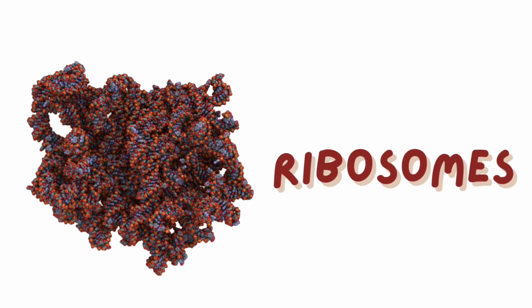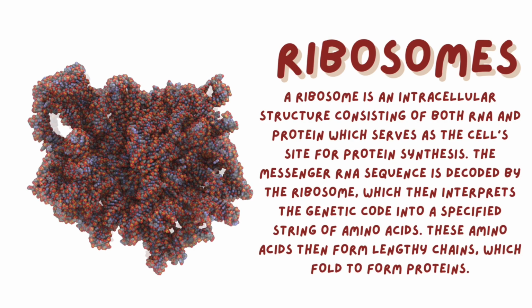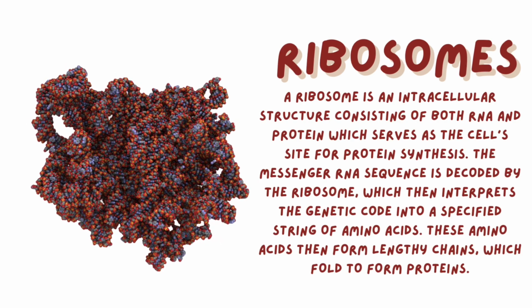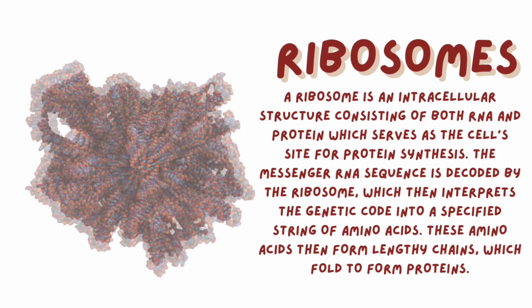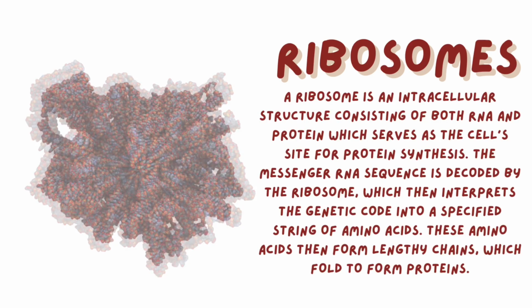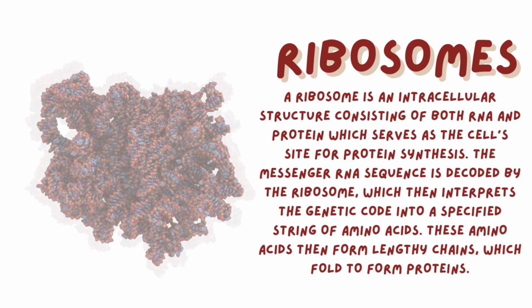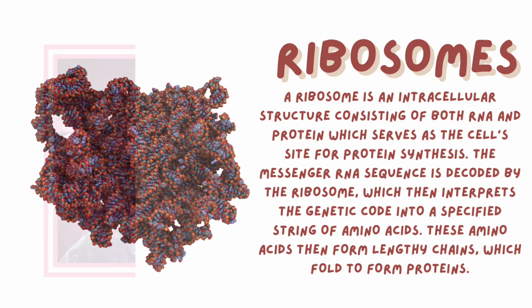A ribosome is an intracellular structure consisting of both RNA, ribonucleic acid, and protein, which serve as the cell site for protein synthesis. The messenger RNA sequence is decoded by the ribosome, which then interprets the genetic code into a specified string of amino acids. These amino acids then form lengthy chains, which fold to form proteins.